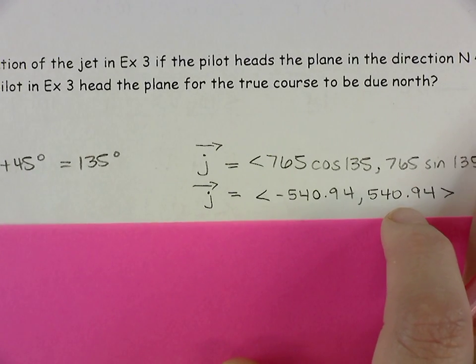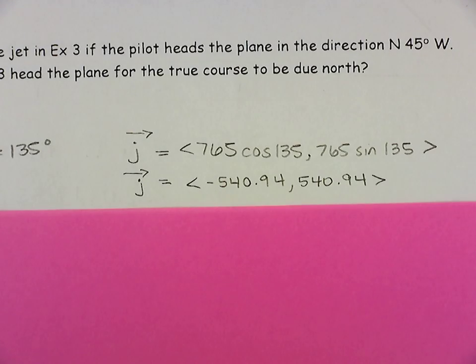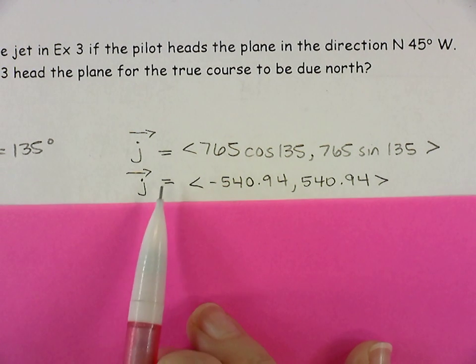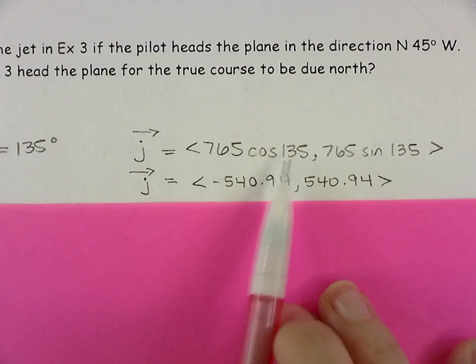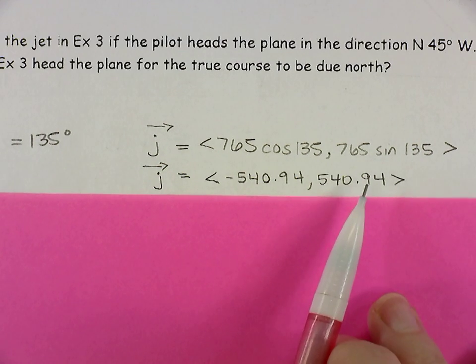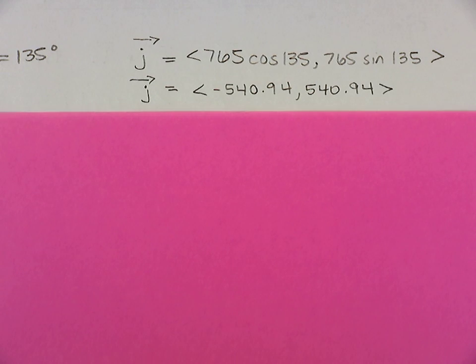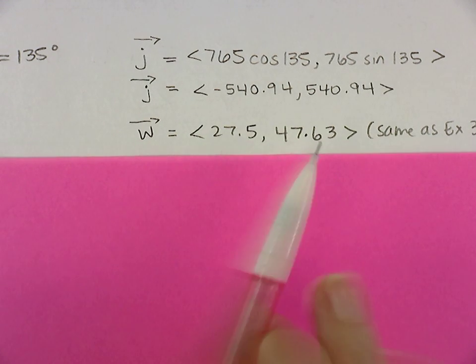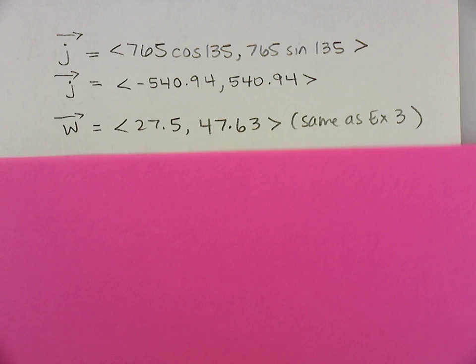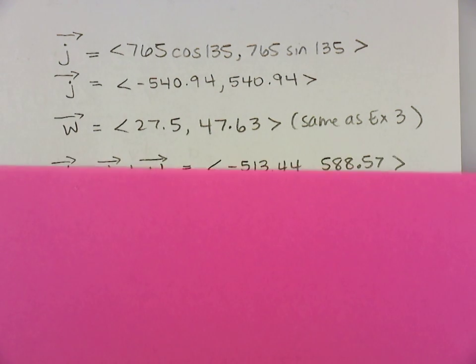Okay, and if we're trying to figure out where the pilot heads the plane, eventually what we're going to do is find the tangent of theta. But in order to do that, we have to recalculate the jet vector using the 135. Now, the only thing that changed there was the jet. So the wind is not going to change. It's going to be the same vector as we had in example 3.